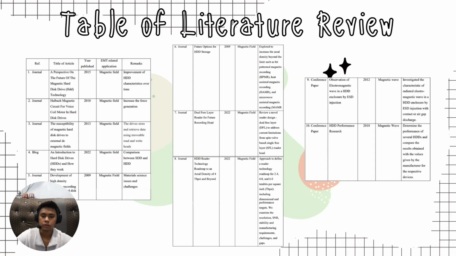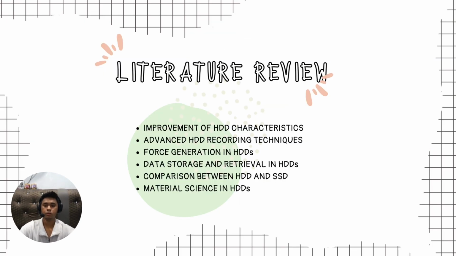So, moving on to our table of literature review. This is our table of literature review, and from this table we have 10 reviews. However, we can summarize them into 6 topics related to HDDs. Our 6 topics include improvement of HDD characteristics, advanced HDD recording techniques, fourth generation in HDDs, data storage and retrieval in HDDs, comparison between HDD and SSD, and material science in HDD.